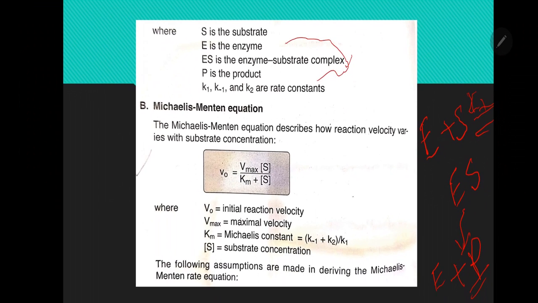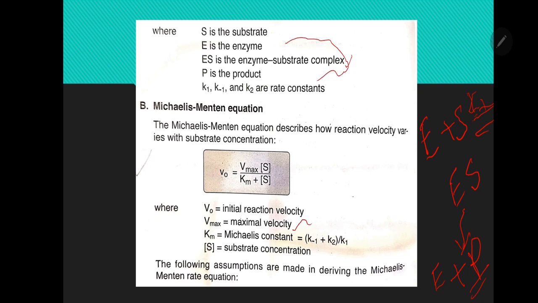Now in this equation, V0 is the initial velocity of the reaction, Vmax is the maximum velocity. Max stands for maximum, indicating maximum velocity, whereas Km is the Michaelis constant, and that is made up of K1, K2. Overall, it is K1, as I showed you here in the reaction. And S is the substrate concentration.